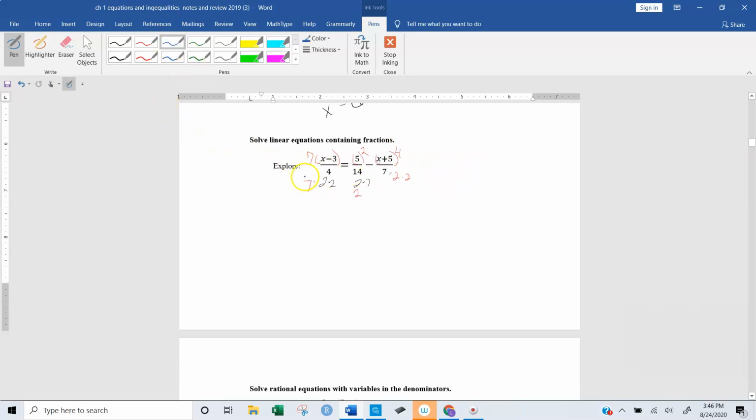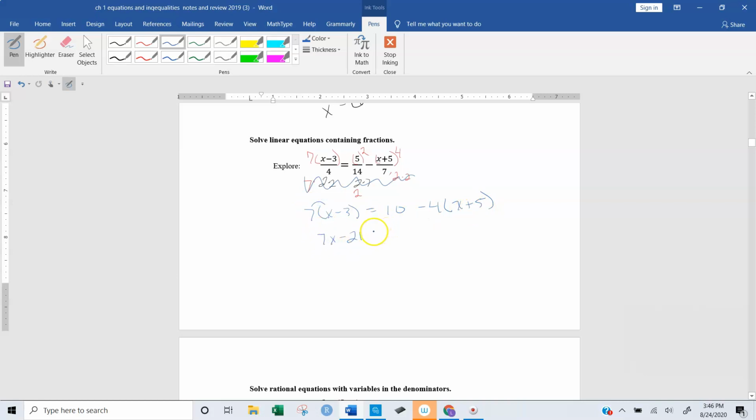Now, I'm hoping you made a mistake. I know that's terrible, but I want you to learn from it. So when you look at this, I'm going to write it out. That's 7 times (x minus 3). That's equal to, well, 5 times 2 we can do. 10, right? Minus 4 times (x plus 5). I'm betting you did all of that right. I'm betting you took the 7 and you distributed it right. So you had the 7x minus 21.